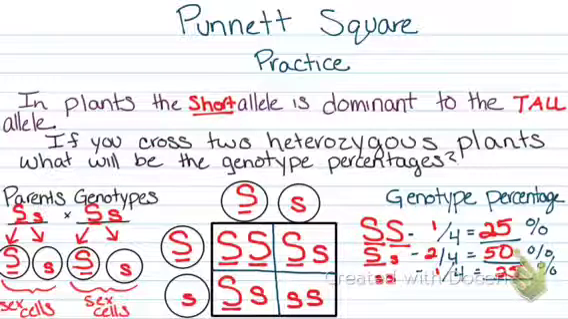Okay, if you are asked about the phenotypes, 3 of the boxes have the dominant allele. So 3 of the boxes would be short. Only 1 box does not have a dominant. So that box, that offspring, would be recessive. In this case, it would be tall.